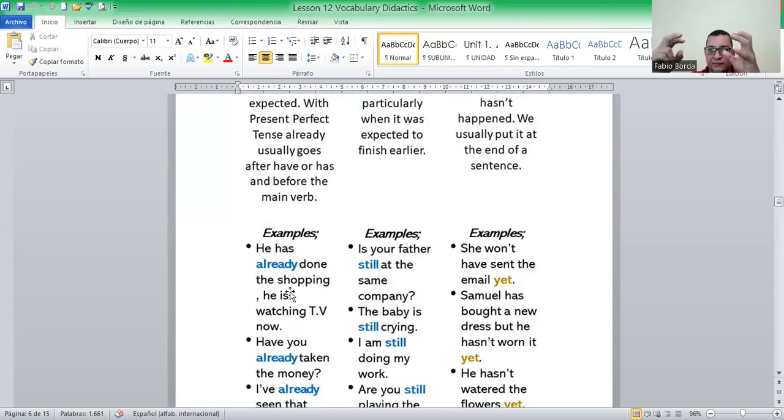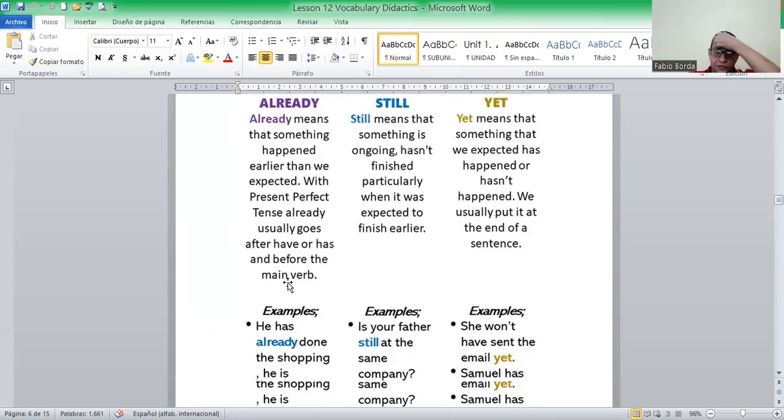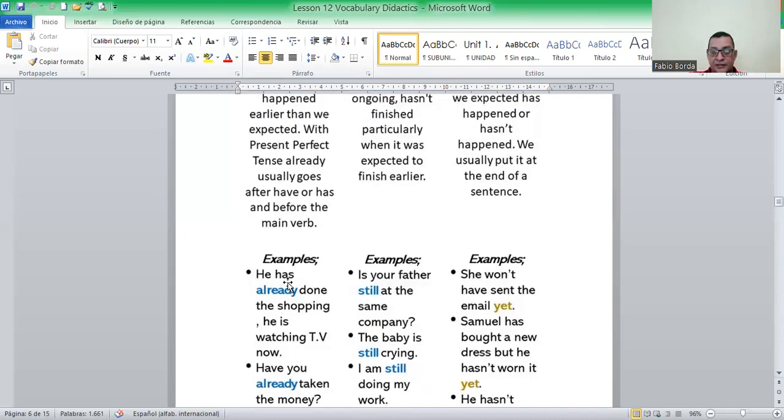This makes sense in order to evaluate how you are understanding this process of learning. So this is another example about still. How can you use still? Is your father still at the same company? You can connect the first part of the sentence with the final part. That is a question. The baby is still crying.